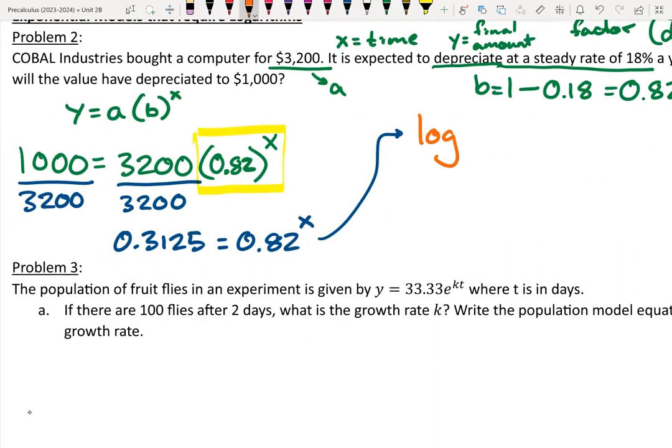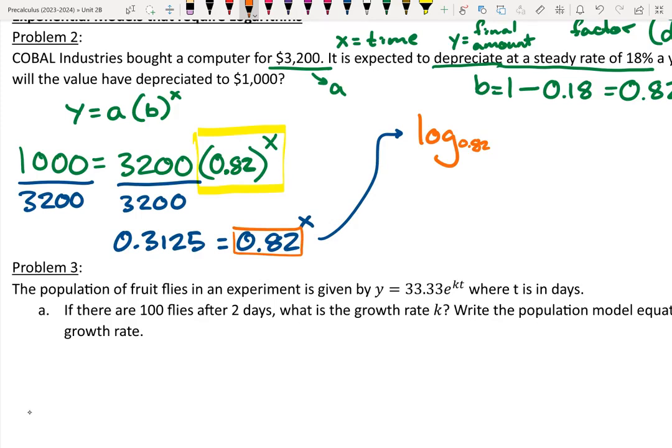I could use just base 10, but with our little shortcut, what base should I use? What base should I use, guys? 0.82. You could just do log base 10. That will get you to your answer.